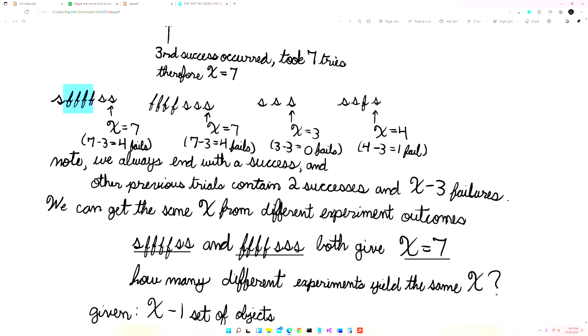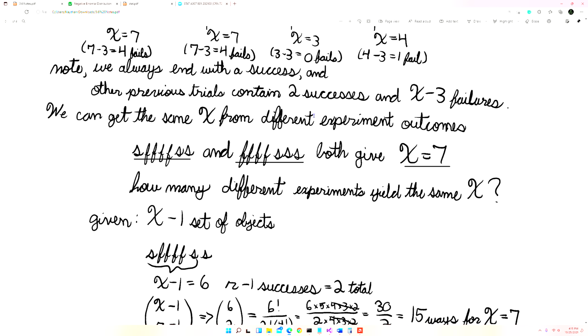So look at that. I already know how many failures there's going to be based off of having x and r. Same over here. There's going to be 4 failures. Over here, 3 minus 3 is 0, so that means there's 0 failures. Over here, 4 minus 3 is 1, so that's 1 failure. So these are just more properties so that we can always know how many failures we had based off of how big x is and how big r is.